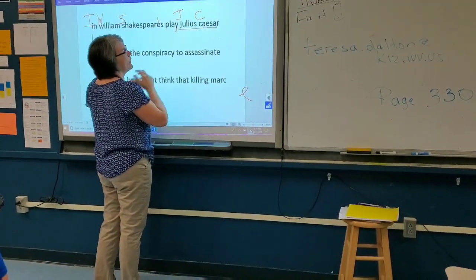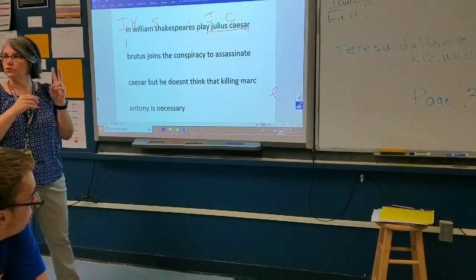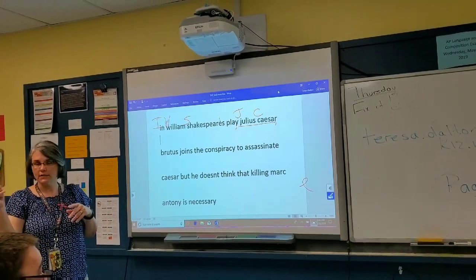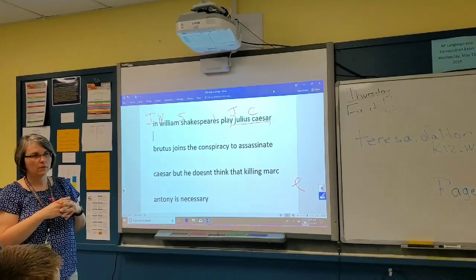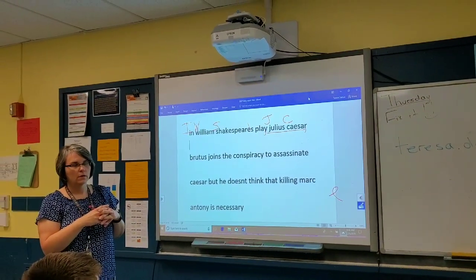Come after Caesar. Okay. Why do we put a comma after Caesar? There's two reasons. Give me one. Because of the appositive. Okay, it's an appositive. What's the second reason? Do you know? To show that the title of the play is not Julius Caesar.